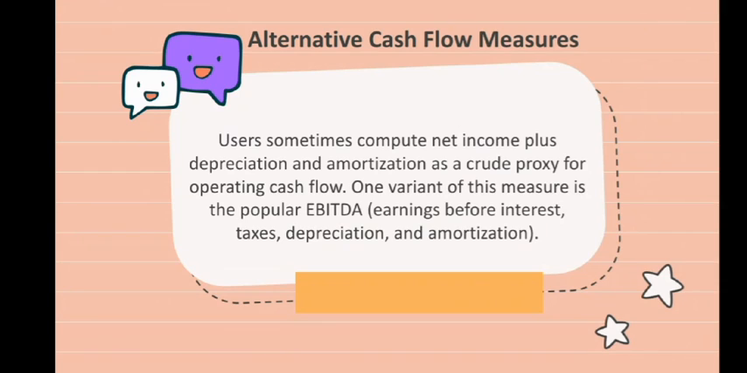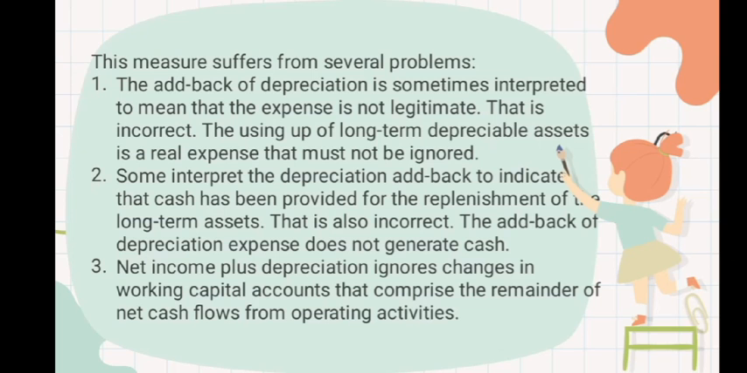Alternative cash flow measures. Users sometimes compute net income plus depreciation and amortization as a crude proxy for operating cash flow. One variant of this measure is the popular EBITDA, earnings before interest, taxes, depreciation, and amortization. This measure suffers from several problems.